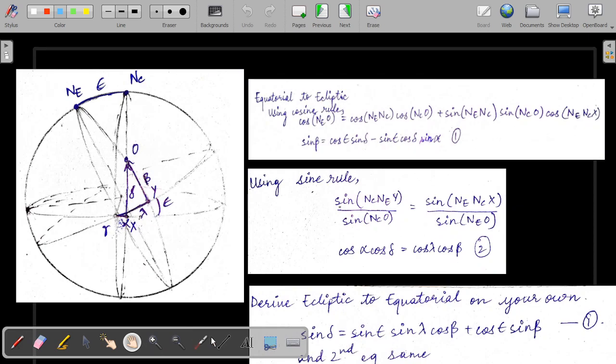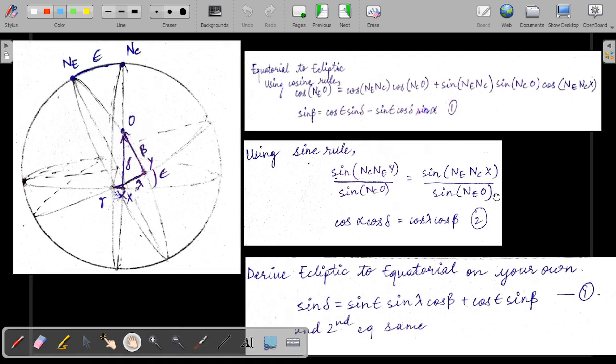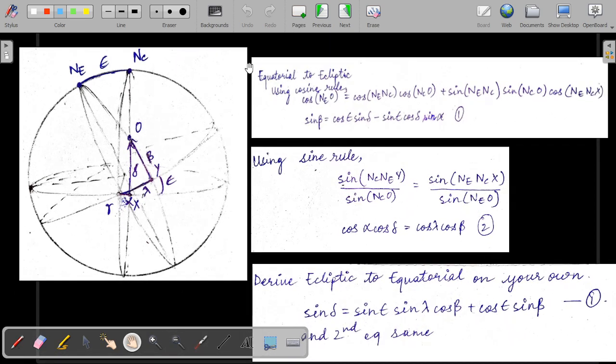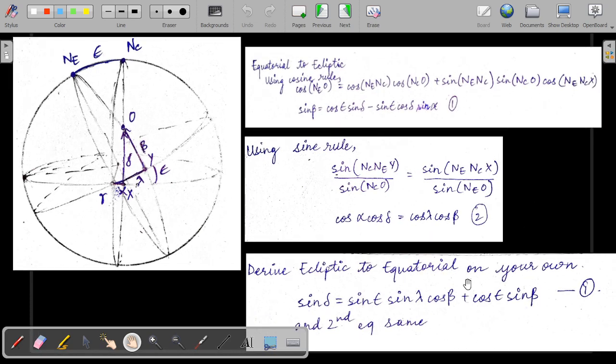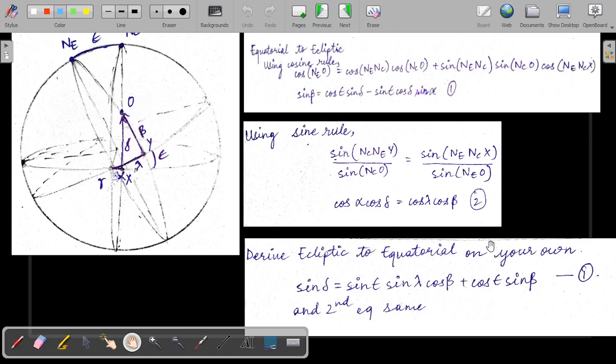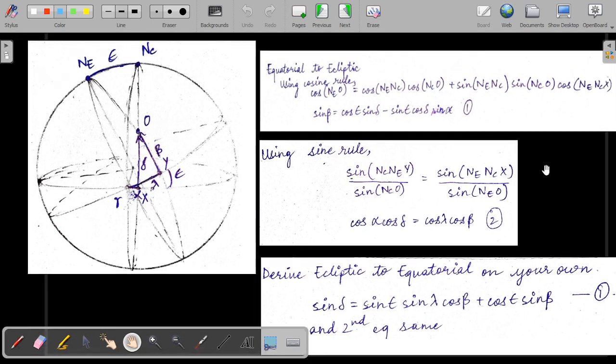Alright, now of course we are going to be converting from ecliptic to equatorial too, and I'm not going to really explain these as I have probably done this around 3 times. Okay, you just use the cosine rule here again for the arc NCO and you will get this, and of course the second equation you get is from the sine rule.